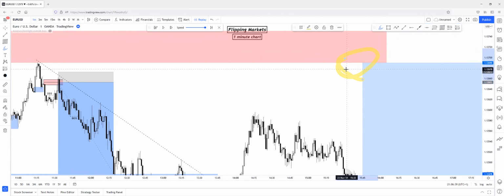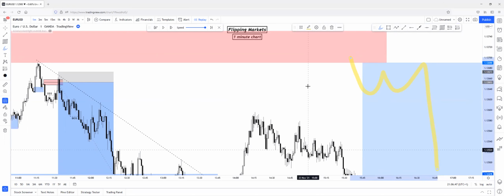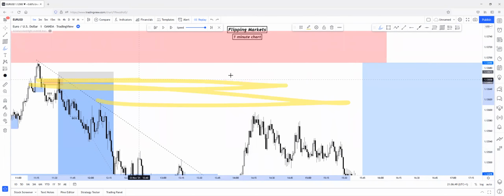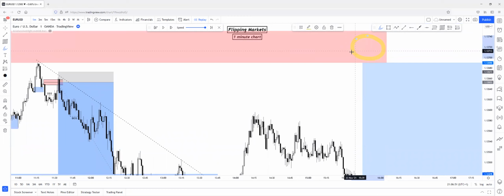And after the tap of this supply zone, we can expect a reaction on this zone and a change of character. And after a change of character, we can hop in a short trade and continue the main trend movement, because price needs to collect more orders from this region, mitigate the full supply zone, and after it can continue the whole bearish movement.